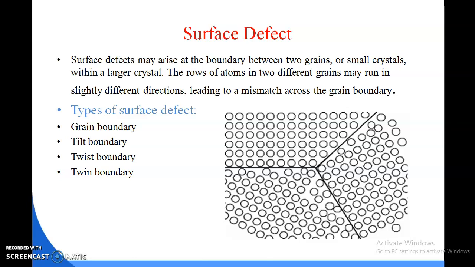So what is a surface defect? What are the types or categorization of surface defects? We are here for the defects in crystal structure, that is surface defects. Surface defects may arise at the boundary between two grains, or small crystals, within a larger crystal. The rows of atoms in two different grains may run in slightly different directions, leading to a mismatch across the grain boundary.